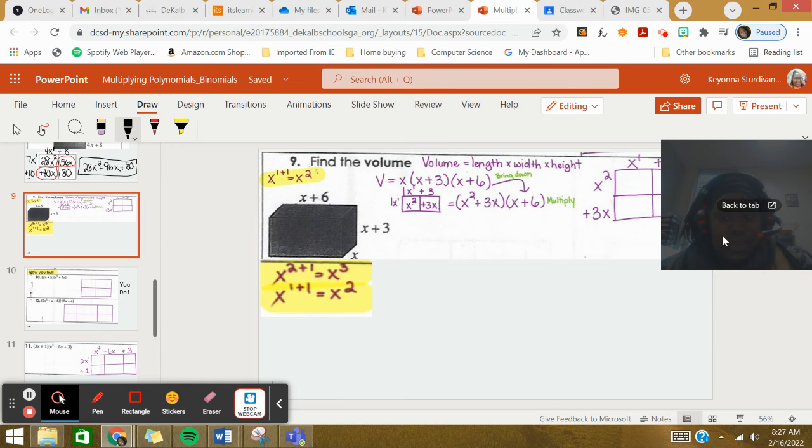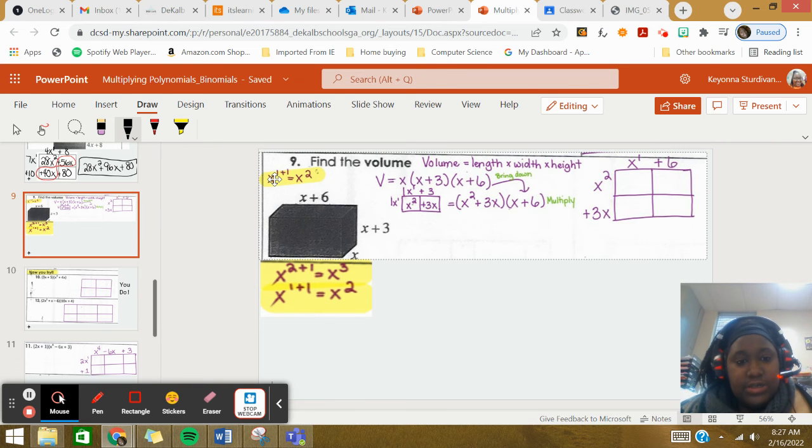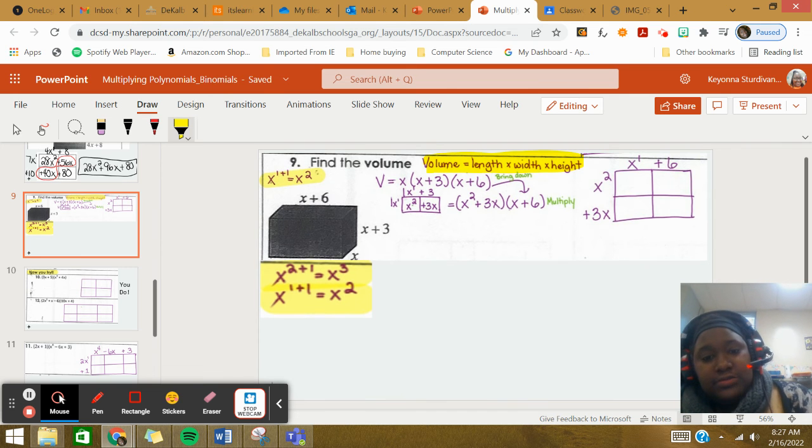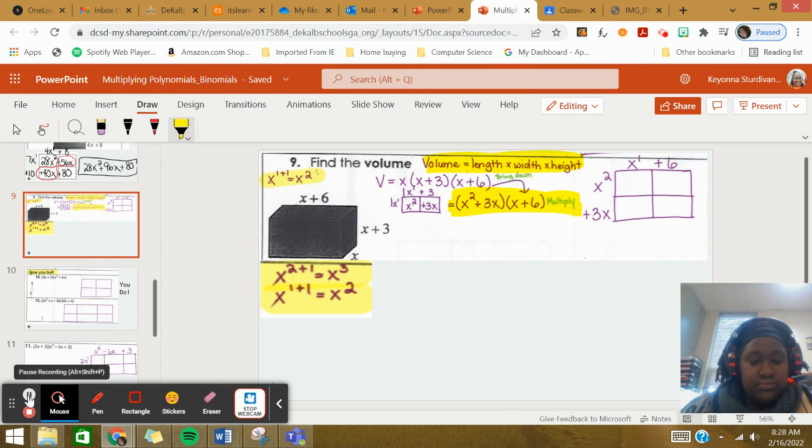Okay, so this one, guys, is another application problem. They're asking you to find a volume. Volume is length times width times height. So on this one, I already started the problem for you. You're going to do x times x plus 3 times x plus 6. So I did the x times x plus 3. And now I want you guys to go ahead and solve this part right here. So this is what you're left with. Go ahead and pause the video at this time, guys, and complete this last part of the problem.